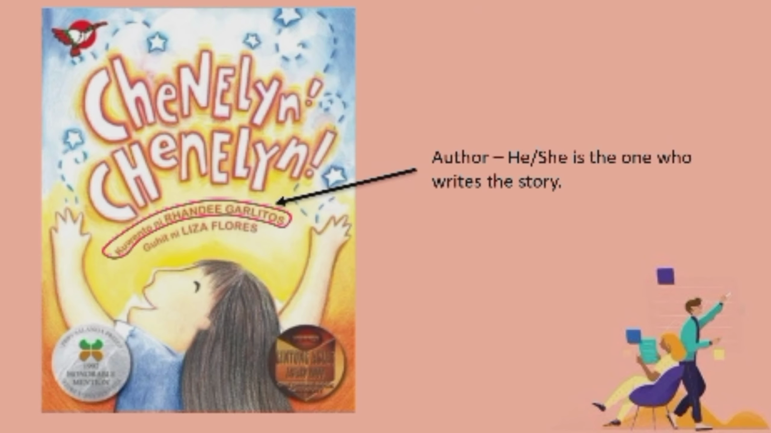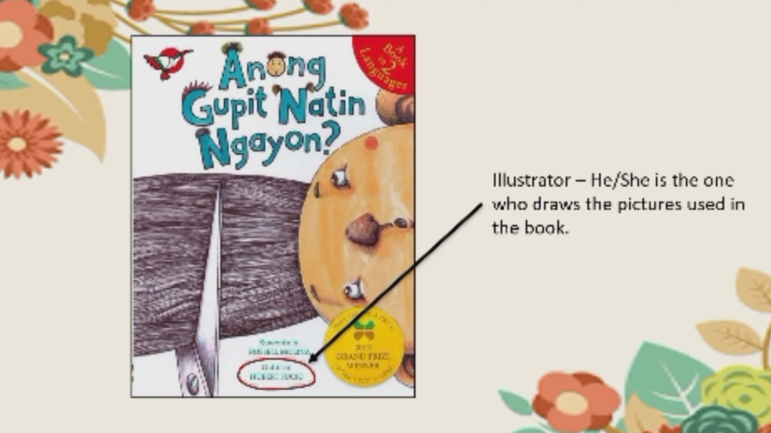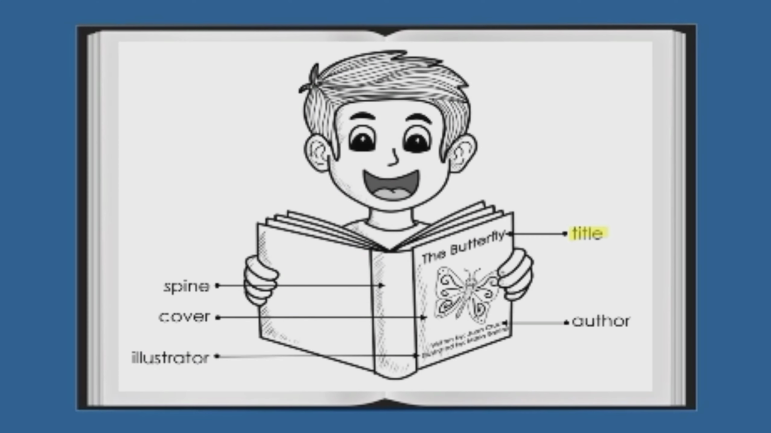Next is the author. He or she is the one who writes the book. Every information inside the book is written by the author. The name of the author can also be seen in the front cover of the book. And lastly is the illustrator. He or she is the one who draws the pictures in the book. Just like the author, the name of the illustrator can be usually seen in the front cover. Again, the parts of a book are title, spine, cover, illustrator, and author.